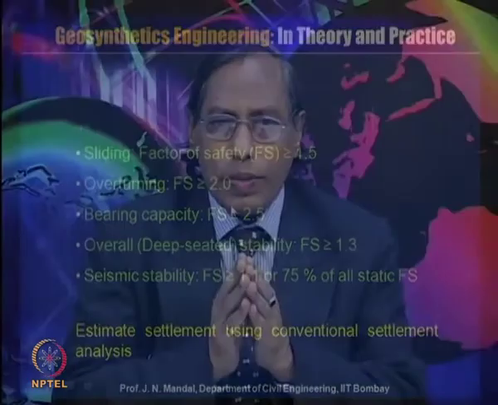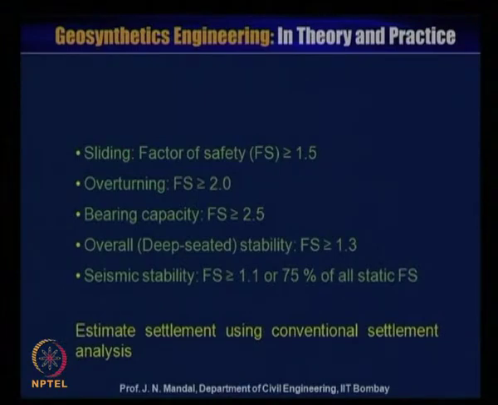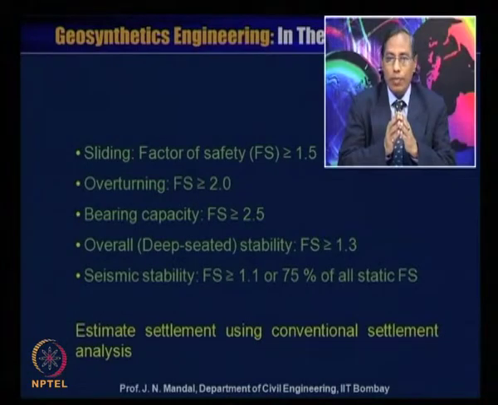So for sliding, you require some factor of safety. It should satisfy this criteria for the design of the reinforced soil wall. For sliding, the factor of safety should be greater than or equal to 1.5. For overturning, you require a factor of safety greater than or equal to 2. For bearing capacity, you require a factor of safety greater than or equal to 2.5. For overall, deep seated or global stability, you require a factor of safety greater than or equal to 1.3.